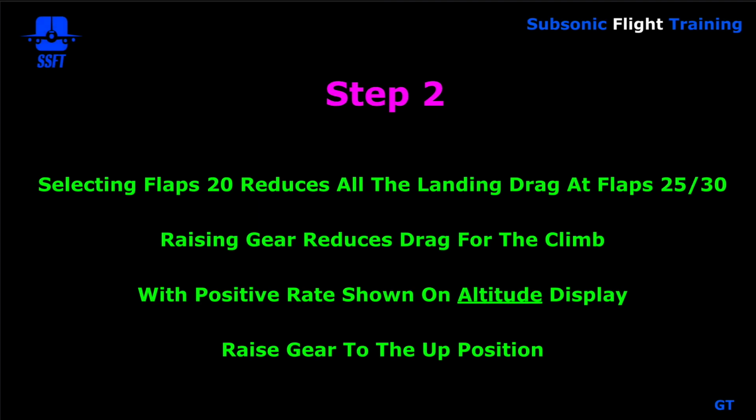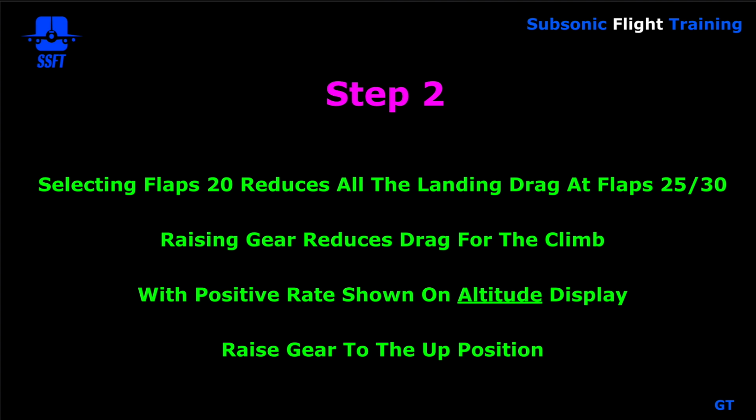Step 2 would be the actual configuration, to get from a landing configuration to a climb configuration. One of the things we're going to do, as we're pushing TOGA and advancing the thrust levers, is select flaps 20, and that's going to reduce the landing drag from 25 or 30, usually 30, to 20. And flaps 20 is a takeoff setting, and that gives us adequate margin for the climb.